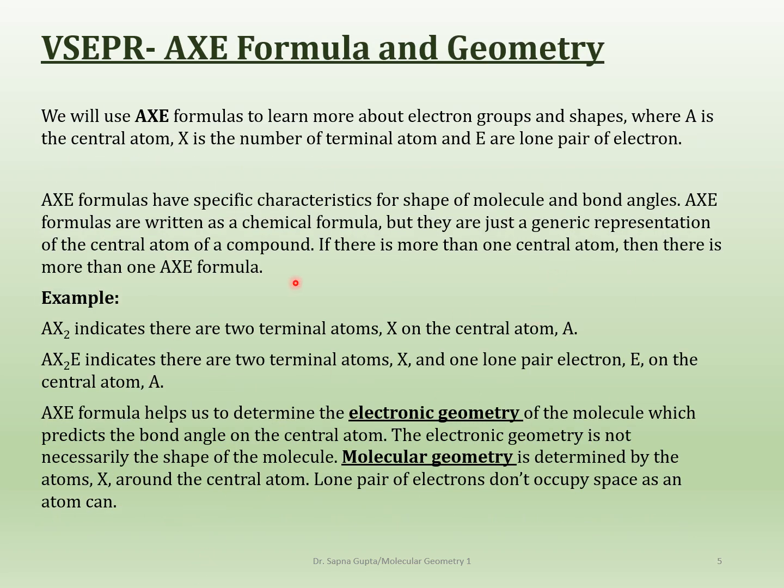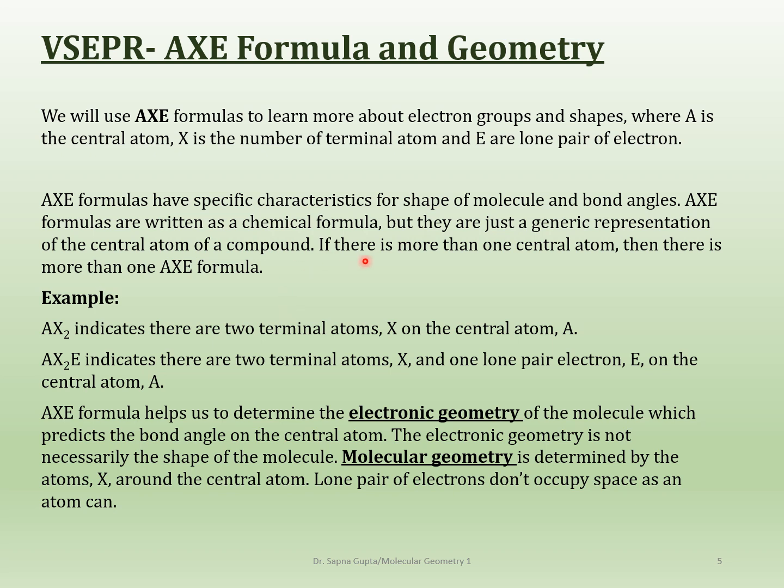So here it is, a little bit more about the AXE formula. As I said, we'll talk about this. Here are the AXE formula definitions, just to explain a little bit in case you missed anything as to how we write the AXE formula. AX2 indicates that there are two terminal atoms, X, on the central atom, which is still A. A is always going to be your central atom. If you have more than one central atom, you're going to have more than one AXE formula. It's just that.